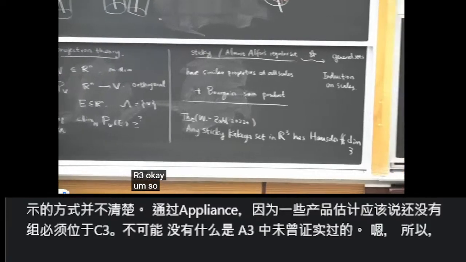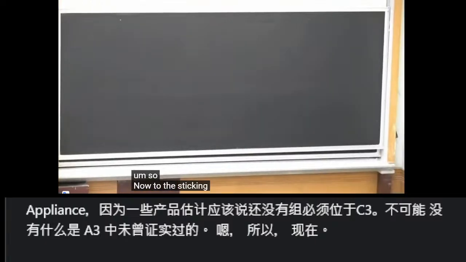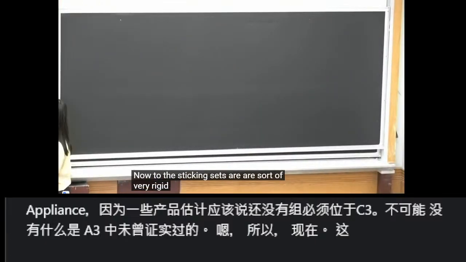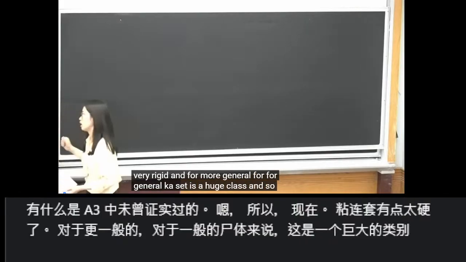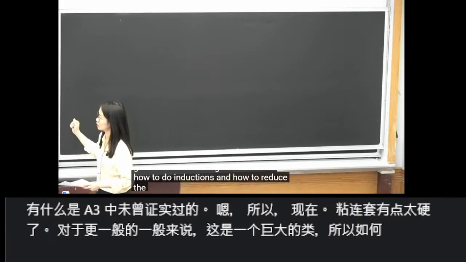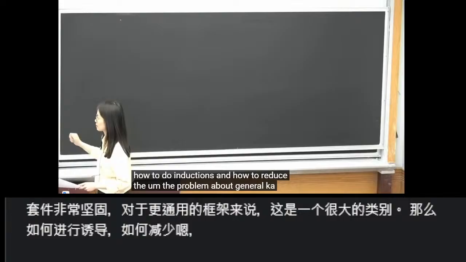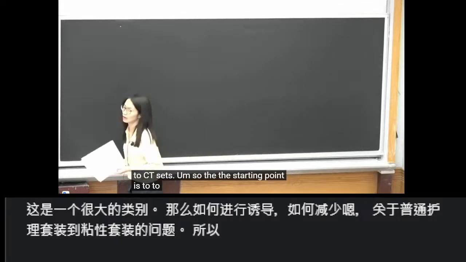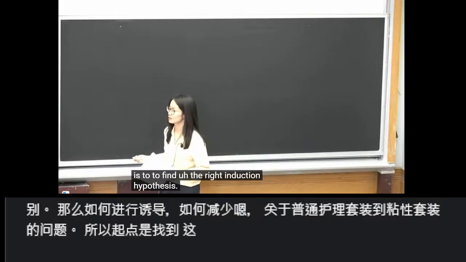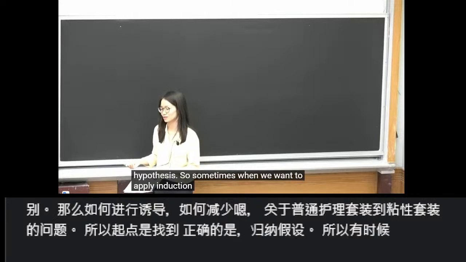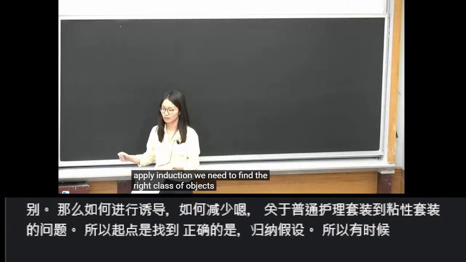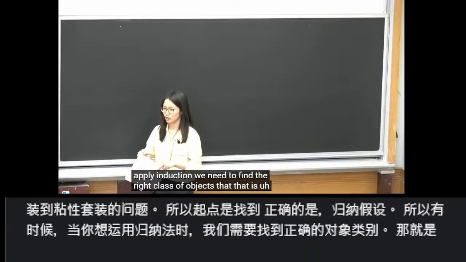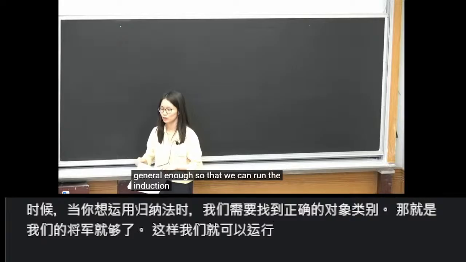So now, the sticky sets are very rigid, and the general Kakeya sets are a huge class. So how do we do induction, and how do we reduce the problem about general Kakeya sets to sticky sets? The starting point is to find the right induction hypothesis. Sometimes when we want to apply induction, we need to find the right class of objects that is general enough so that we can run the induction, but not too general so that the conclusion is false.